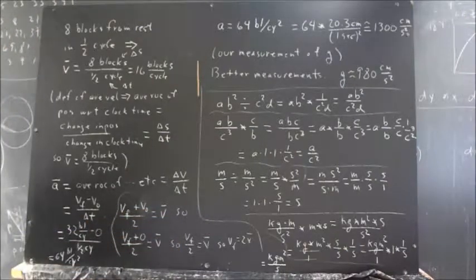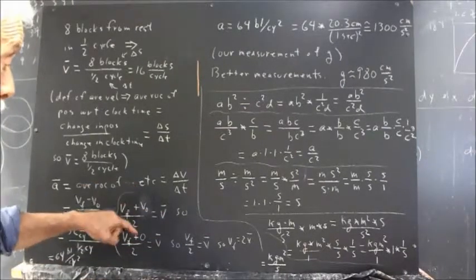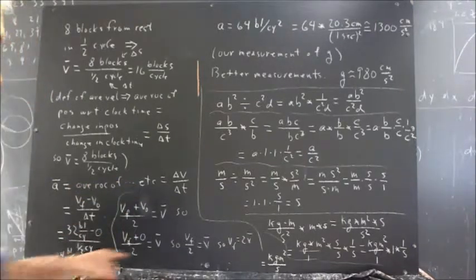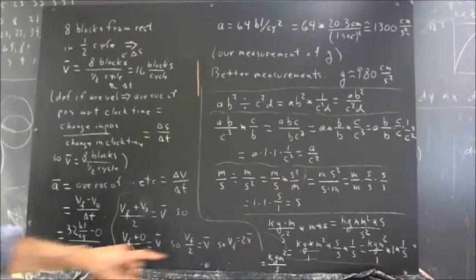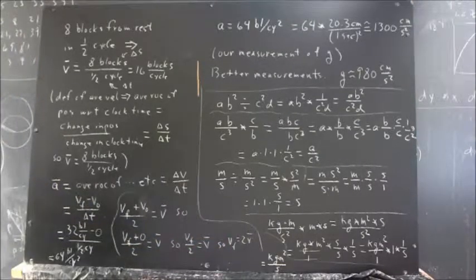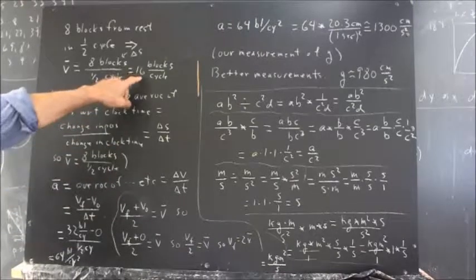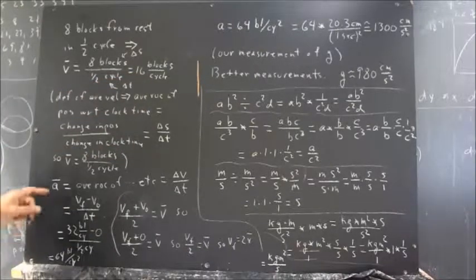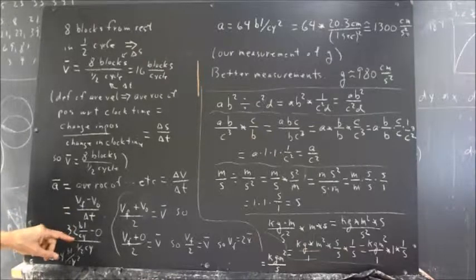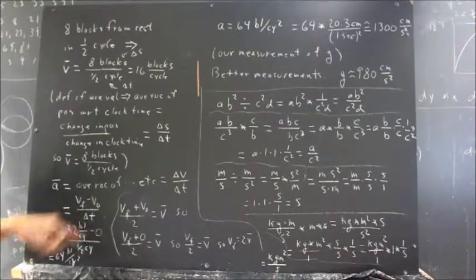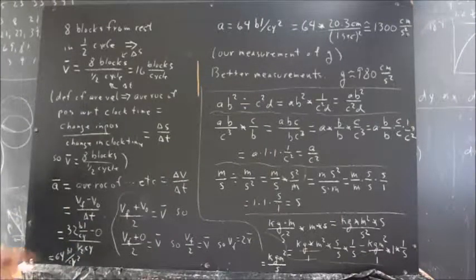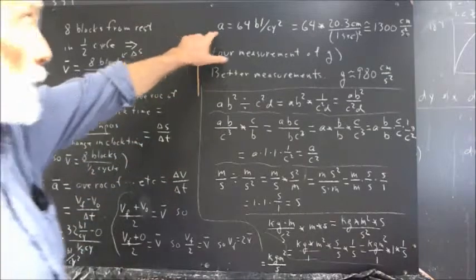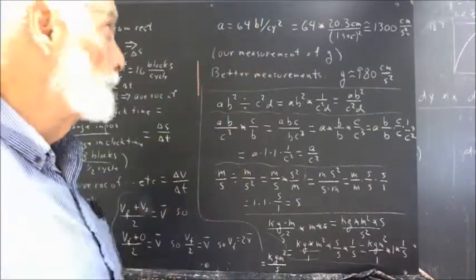So we've done it. The problem is that people will do it when the initial velocity is not 0, and that leads to obvious unfortunate consequences. Okay, so in this case, we verify the final velocity is twice the average velocity. Average velocity is 16 blocks per cycle, so the final velocity is 32 blocks per cycle. Of course, we're going to subtract 0 to get the change in velocity, and then divide by delta t, which is half a cycle, and we get 64 blocks per cycle squared. So the acceleration is 64 blocks per cycle squared.